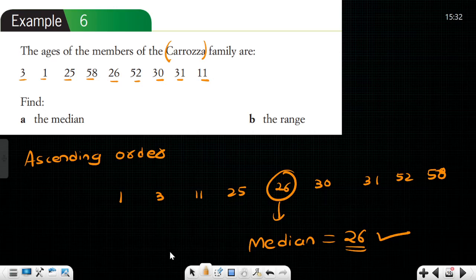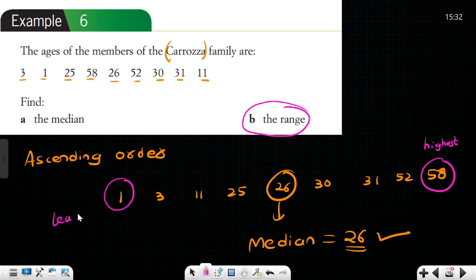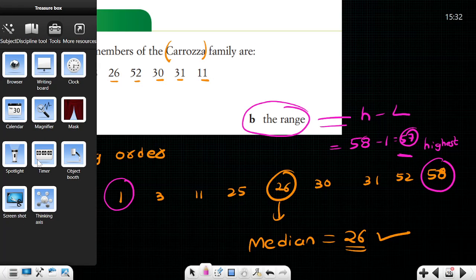Now range is very easy. They want the second part, range. The least is 1 and the highest is 58. So range is equal to highest minus lowest, that is 58 minus 1, which is 57. Any doubt, Akshita? I'll give you 1 minute to note this down.